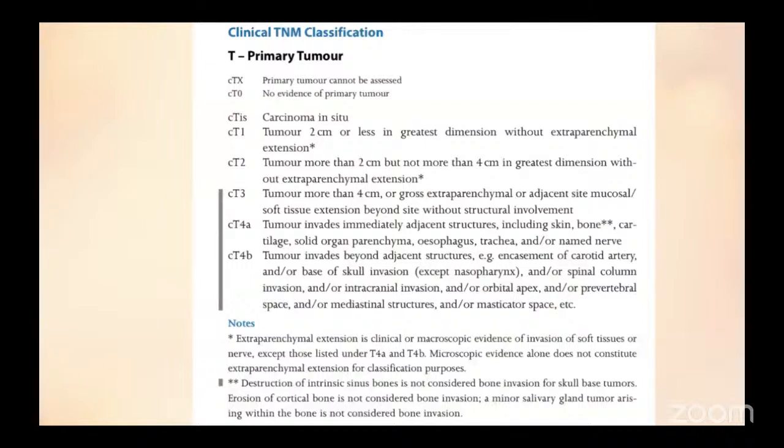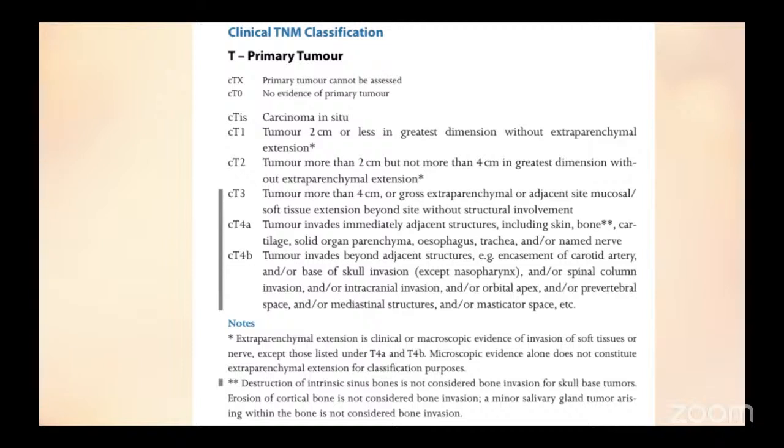So coming to the 9th edition of the salivary gland TNM classification. There has been a lot of change in the present classification. TX, I will just enumerate. TX is primary tumor cannot be assessed. T0 is when there is no evidence of primary tumor. CIS is carcinoma in situ. T1 is less than 2 centimeter without extraparenchymal extension. T2 is more than 2 but less than 4 centimeter without extraparenchymal extension.